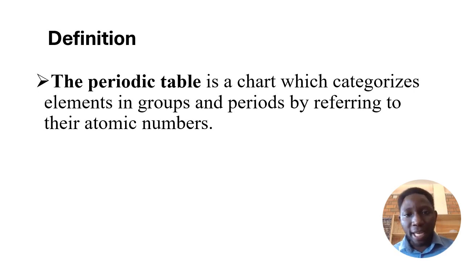The periodic table is a chart which categorizes elements in groups and periods by referring to their atomic numbers. Remember, this term atomic number shows the location, the position of an element on this chart called the periodic table.